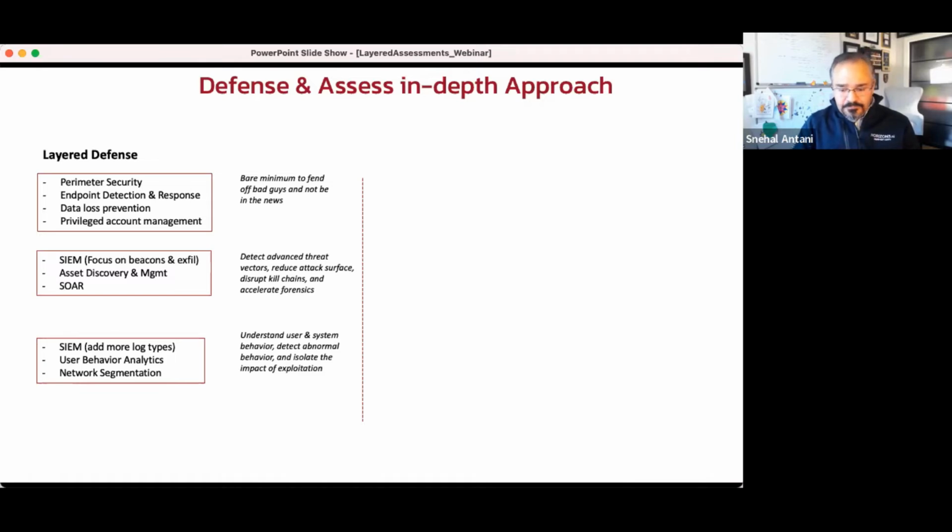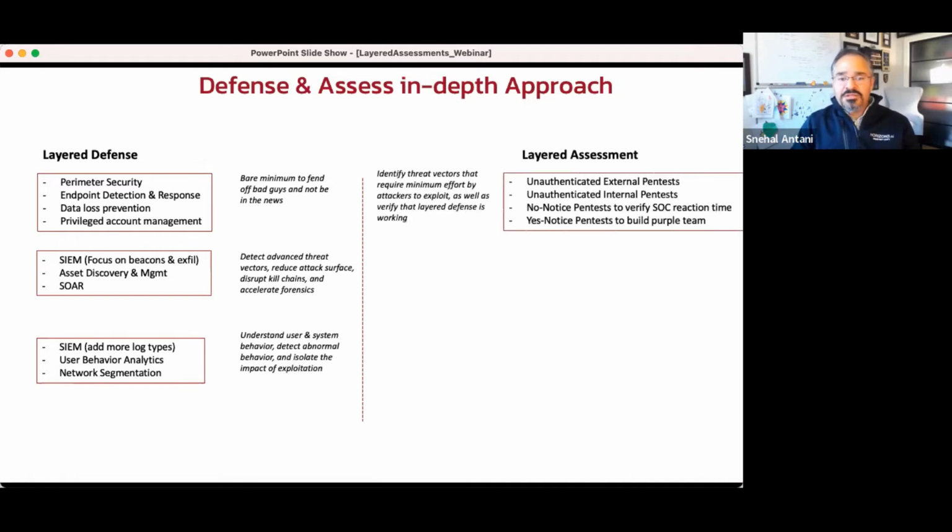But what's missing in the conversation is the appropriate sequence of how to test your security posture. The first thing you want to do when testing your security posture is identify threat vectors that require minimal effort by the attacker in order to exploit you, as well as verify that your defensive products are actually working and effective. And when you think about how you test, you want to start with unauthenticated. So how could an unauthenticated external attacker breach my perimeter and get in? How could an unauthenticated internal user, once they've landed within my environment, elevate privileges, move laterally, and achieve a critical impact?